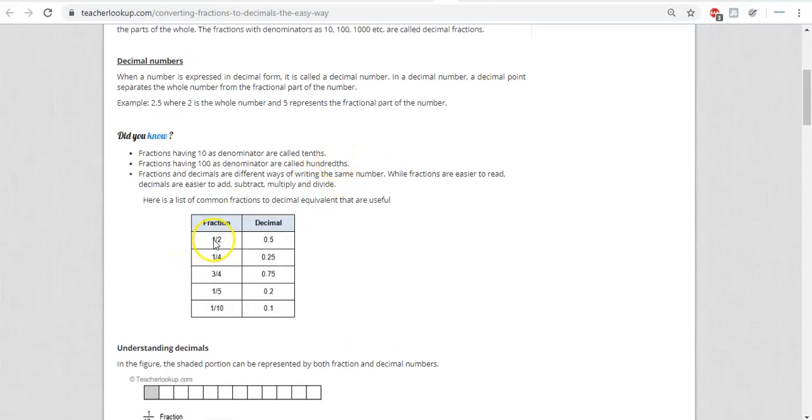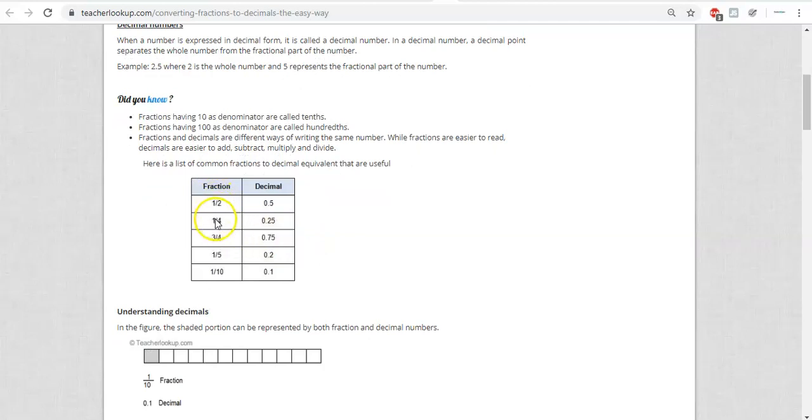So we can see half here. This is called the half. It's represented 1 over 2, where 1 is the numerator, 2 is the denominator, and 0.5 its decimal form. So it's written in fractions as 1 over 2, and in decimals as 0.5.